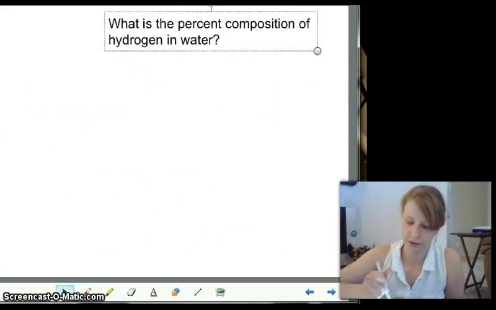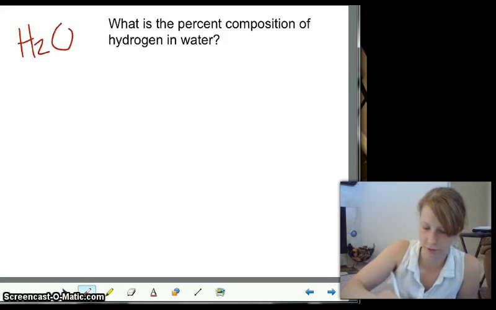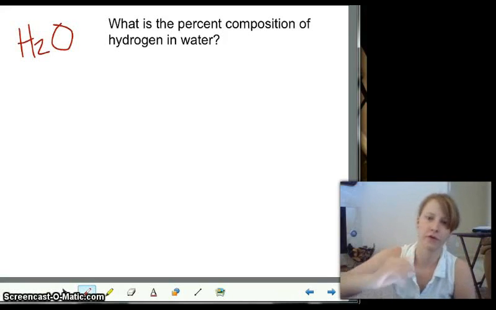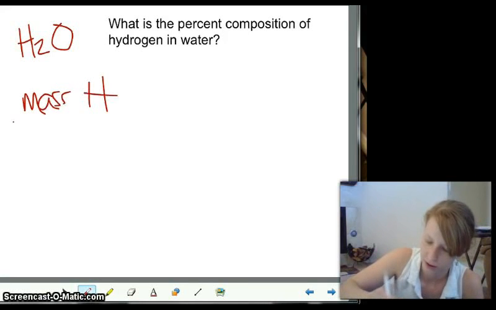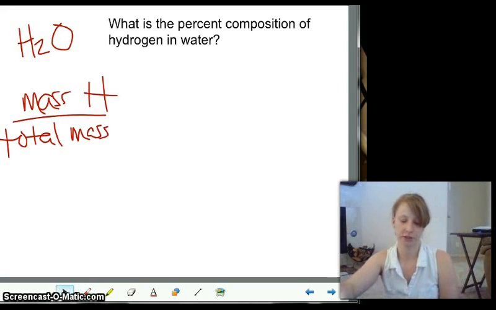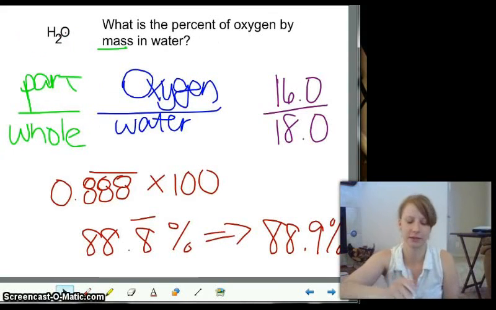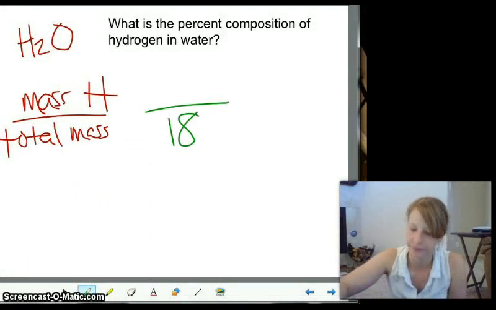Now, if we were to do the same thing for hydrogen in water, so we're still working with H2O, now it would be the hydrogen mass over the total mass. So mass of hydrogen over total mass. So we know from the previous example that the total mass is 18 grams. So let me change colors. I'm going to keep 18 grams on the bottom.